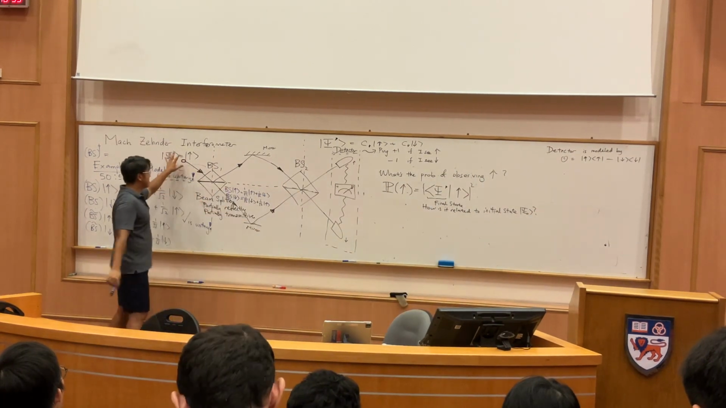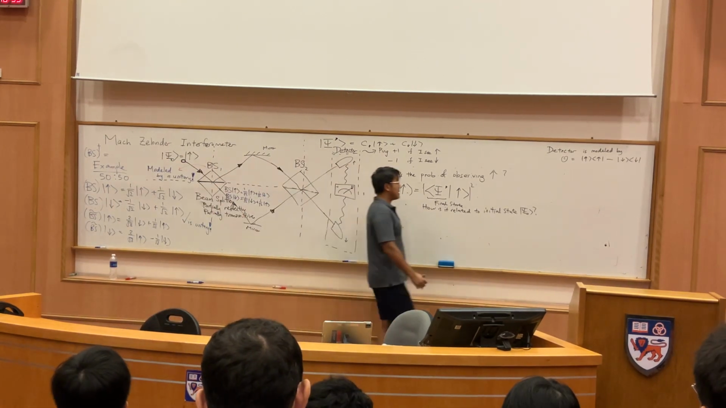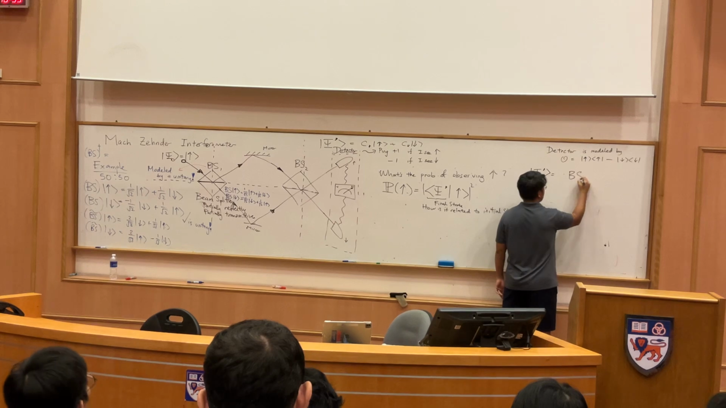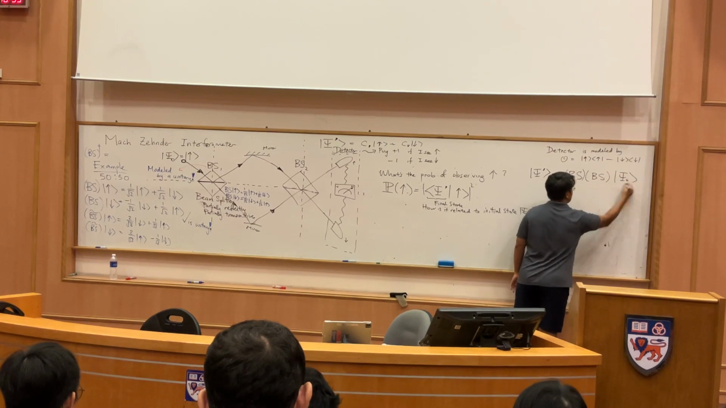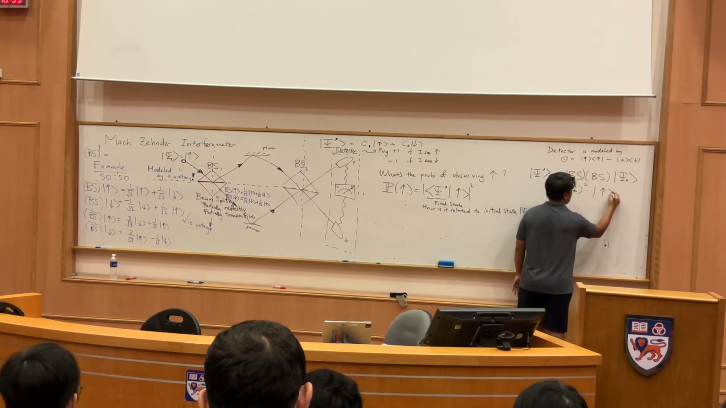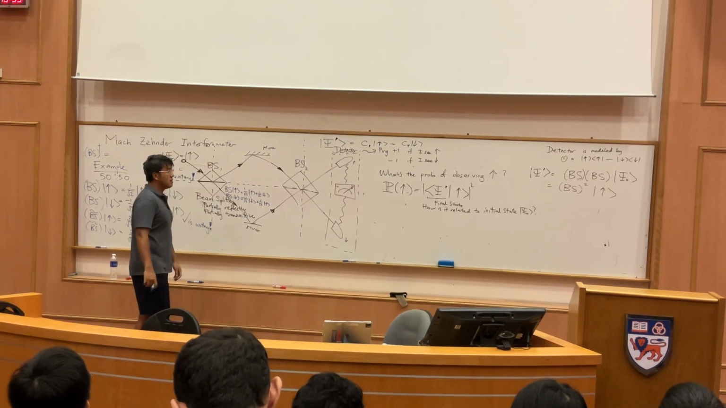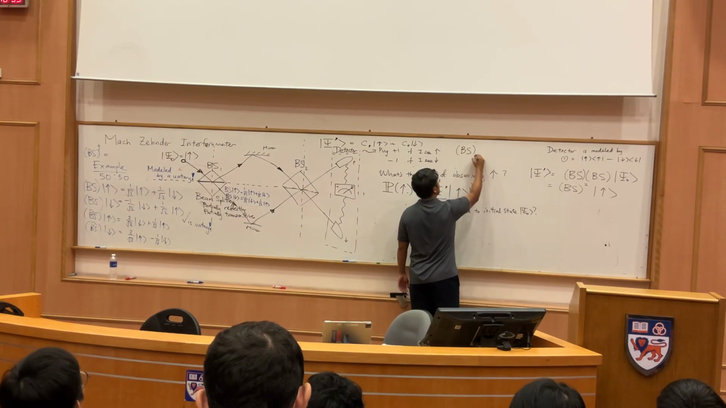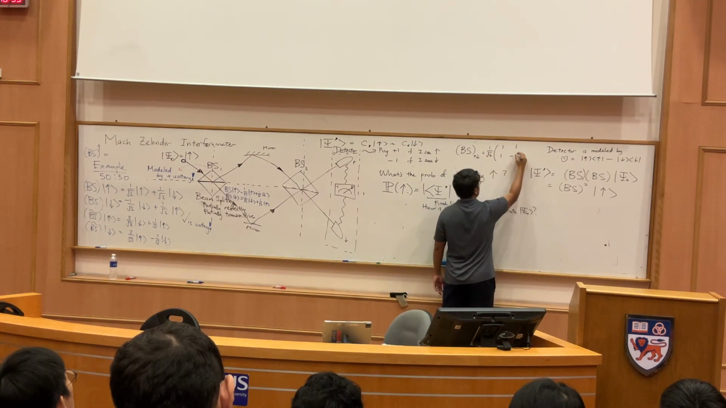Well, the initial state is up. It gets hit by a beam splitter, and then by the second one. So it must mean that the final state is BS squared acting on the initial state, up. Maybe I should have recalled the BS again. So BS in matrix form was 1 over square root 2 times 1, 1, 1, minus 1. Do you agree?